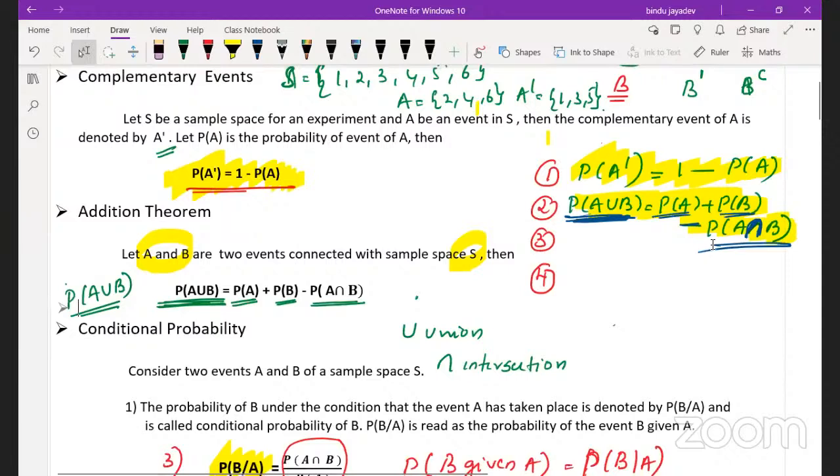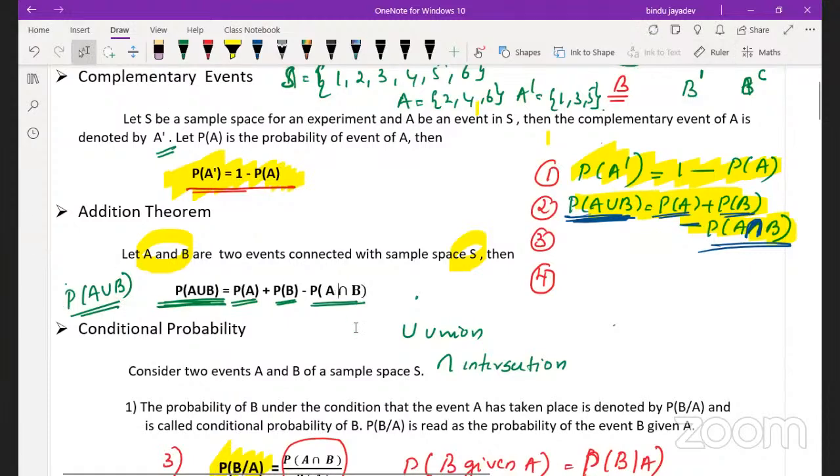Then the addition theorem for probability: probability of A union B equals probability of A plus probability of B minus probability of A intersection B.